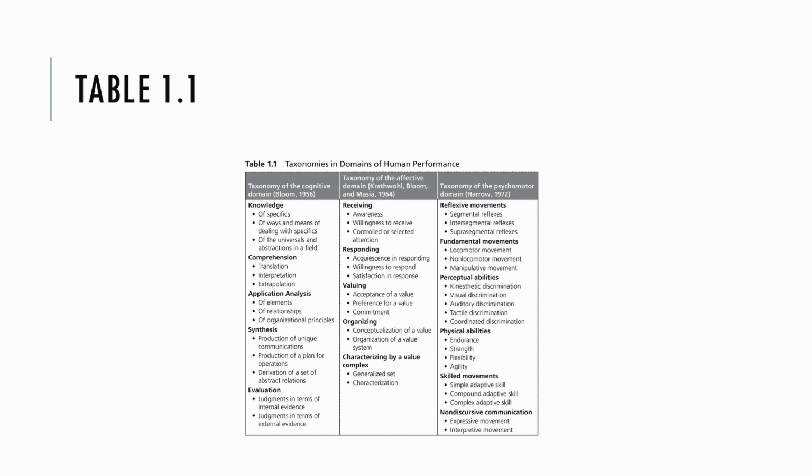If we look at Harrow, we're looking at reflexive movements. An example is segmental reflexes. Then we have fundamental movements, such as locomotor movements. Then we have perceptual abilities, such as coordination, discrimination, or tactile discrimination. Then we have our physical abilities like endurance, strength, flexibility. Then we have skilled movements, going from simple to complex. And then non-discursive communication, such as expressive movement or interpretive movement.